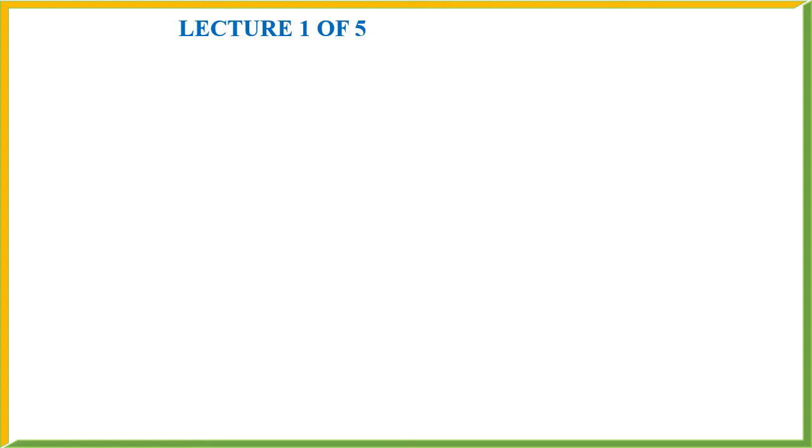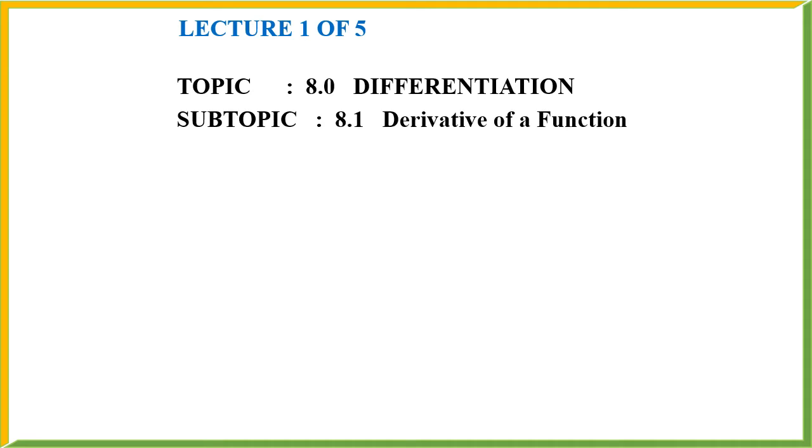So today we are going to continue with the next chapter, chapter 8, which is differentiation. For this chapter, we have about four subtopics. And the first one is derivative of a function. So we are learning about what the meaning of differentiation is. Okay, so it's a derivative. Derivative will lead to differentiation.